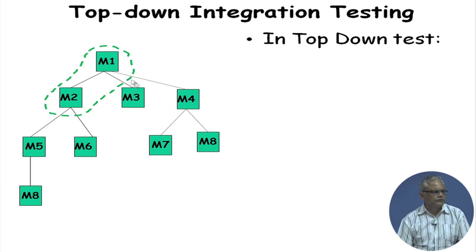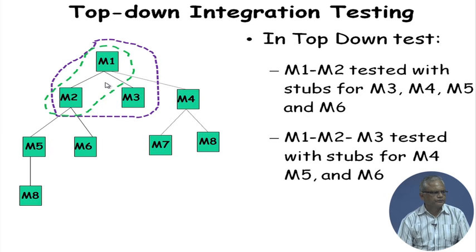So, first we integrate M1 with M2. With M1 and M2, we need stubs for M3, M4, M5 and M6. So, in this situation, when you integrate M1 with M2, we need 4 stubs, because M1 also needs to call M3 and M4 and M2 needs to call M5 and M6.